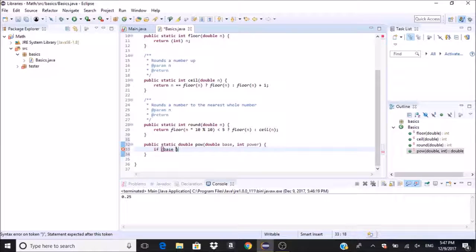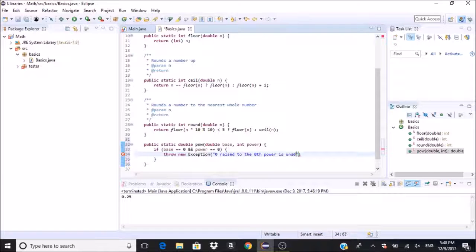So first we need to handle a special case, which is if we're trying to raise 0 to the 0th power. That is undefined. The short explanation is that 0 to anything is 0, and anything to 0 is 1, so we have a clash right there. So we'll throw an exception: 0 raised to the 0th power is undefined.